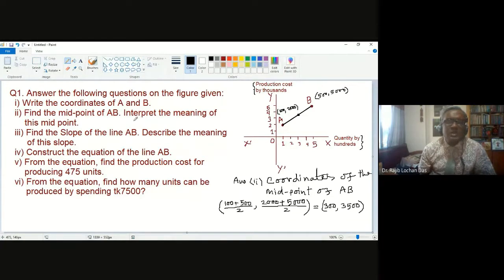So what is the second part? Interpret the meaning of this midpoint. So what do you understand by this midpoint? Can anyone tell me what is the understanding of this 300, 3,500?